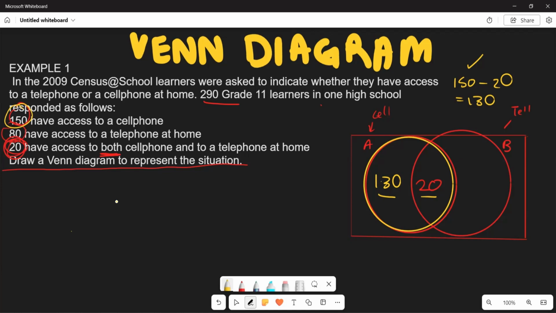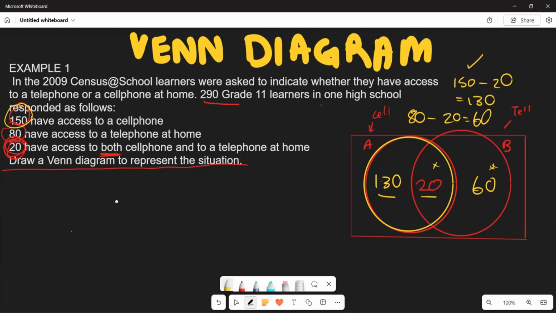You're going to say now, look, if they are 80, how many have access to both? They are 20. So again, you're going to say, look, 80 subtract 20, and 80 subtract 20, you are going to get 60, which means the ones that are here, they are going to be 60, because when you take the 20 here, and also the 60 here, you are still getting the 80 for those who have access to a telephone at home, right? So basically, this is how we draw our basic simple Venn diagram.